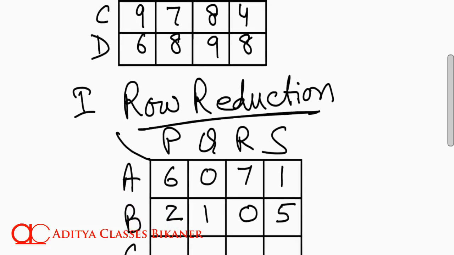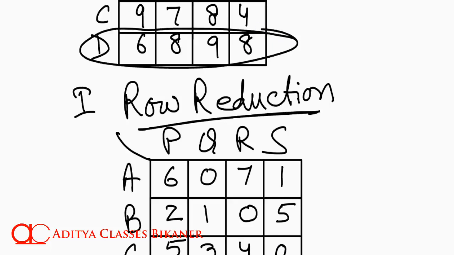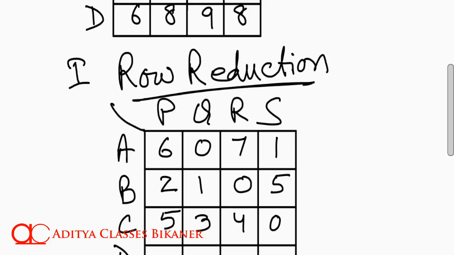And this time I'll be getting 9 minus 4 is 5, 7 minus 4 is 3, 8 minus 4 is 4, 4 minus 4 is 0. Now can we proceed with the last one? That is D. Minimum is 6. Let us subtract 6 from all.